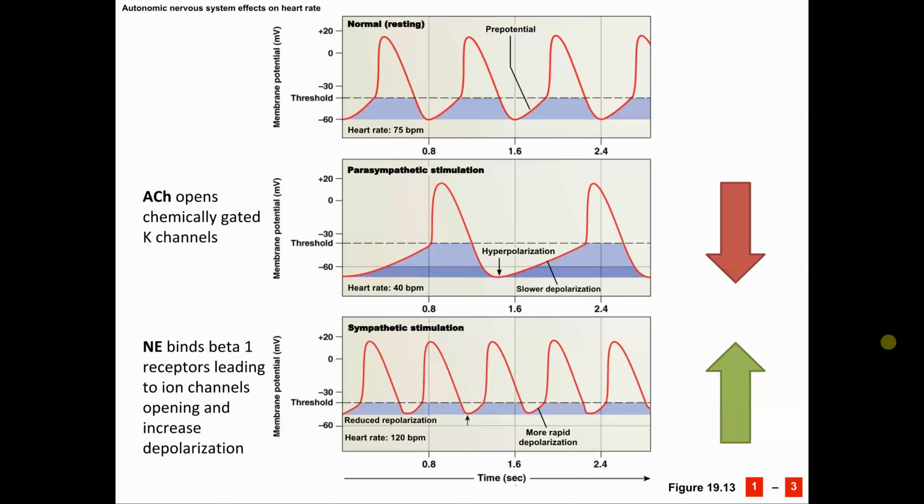Acetylcholine from the parasympathetic response is going to hyperpolarize the cells, which means it takes longer for them to drift to threshold. It takes more sodiums coming in for them to hit threshold and contract. So what does that do to heart rate? Slows down heart rate. So you get fewer contractions per minute.